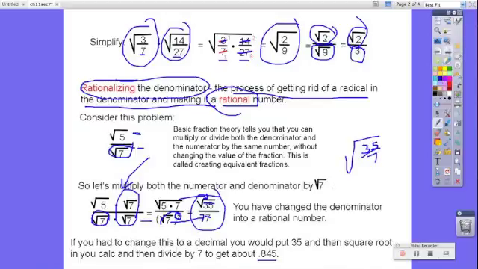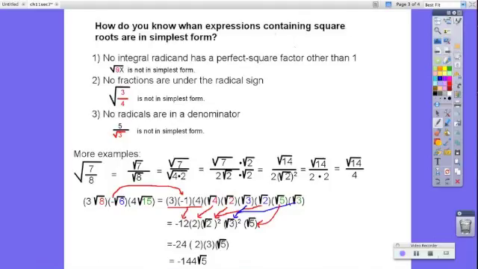How do you know when expressions containing square roots or radicals are in simplest form? 1. No integral radicand has a perfect square factor other than 1. The square root of 9x is not in simplest form because square root of 9 you can take, which is equal to 3. 2. No fractions are under the radical. You can't have square root of 3/4. This is not in simplest form. 3. No radicals are in the denominator. You can't have the square root of 3 in the denominator. So if you have any one of these cases, then your radical is not simplified yet.